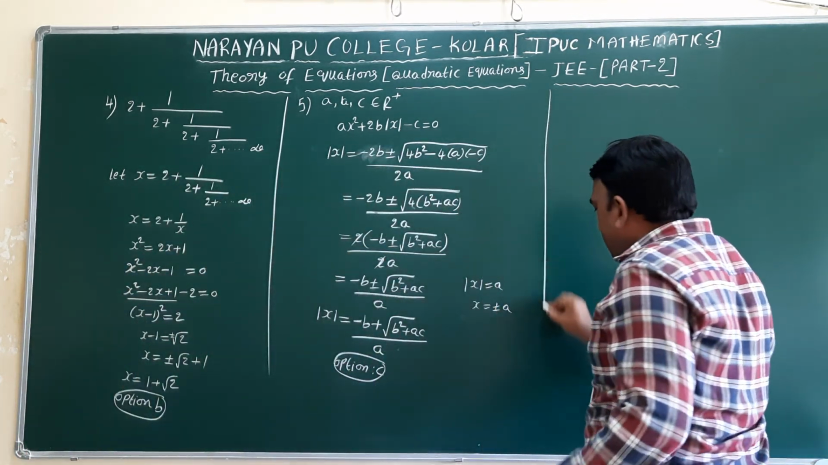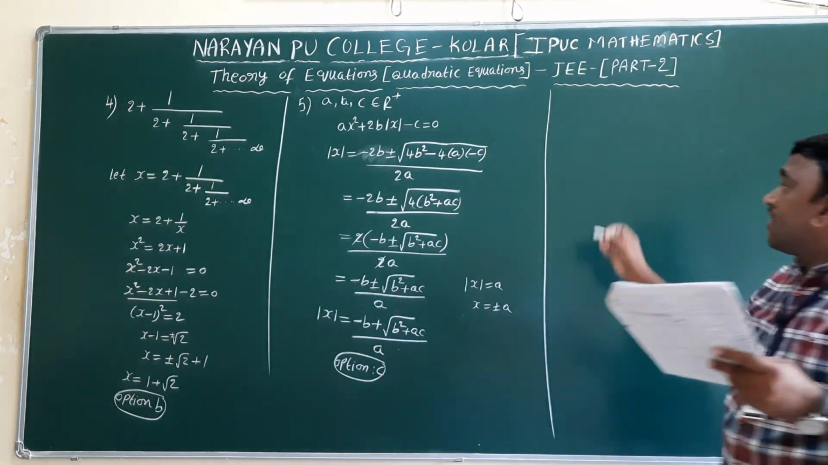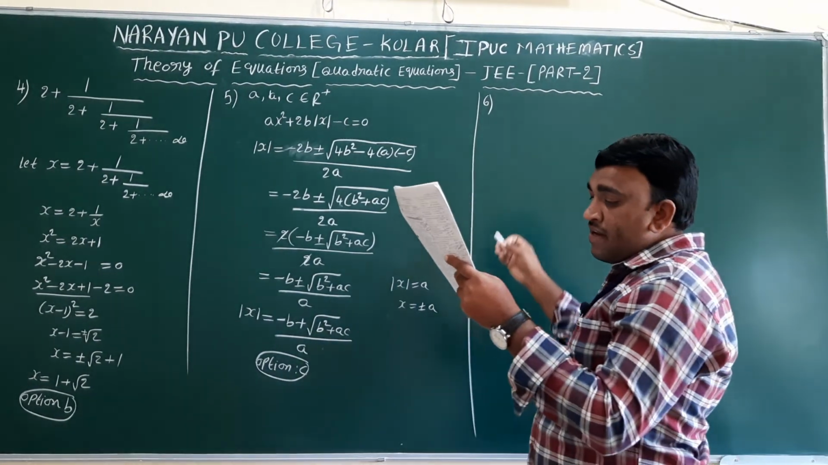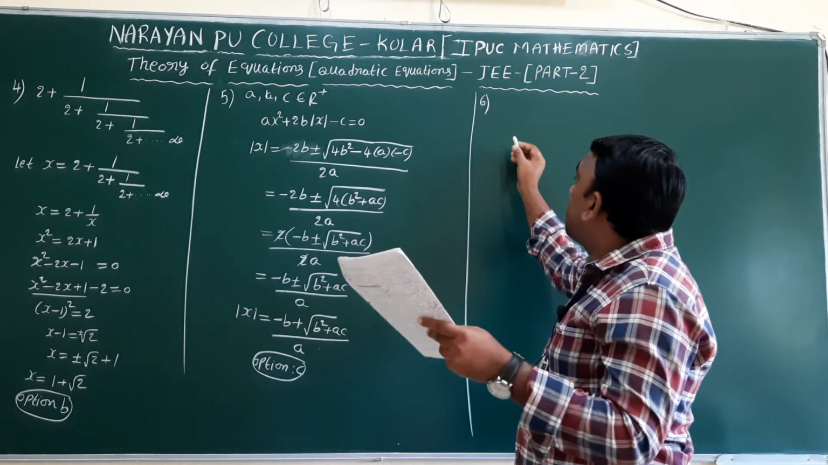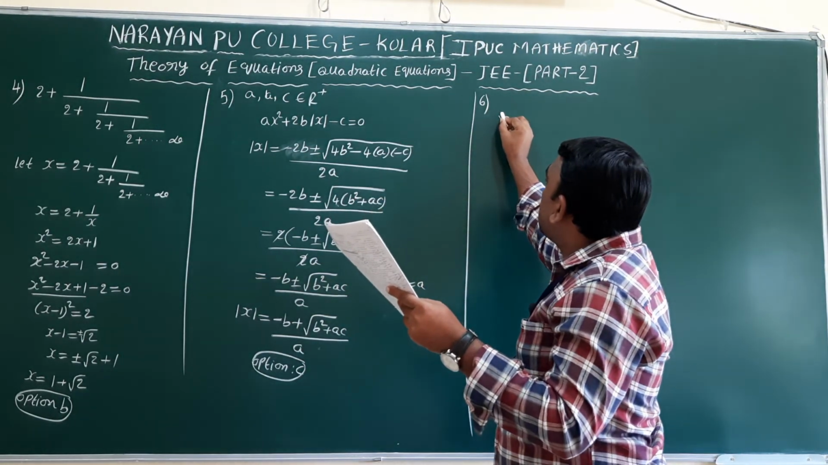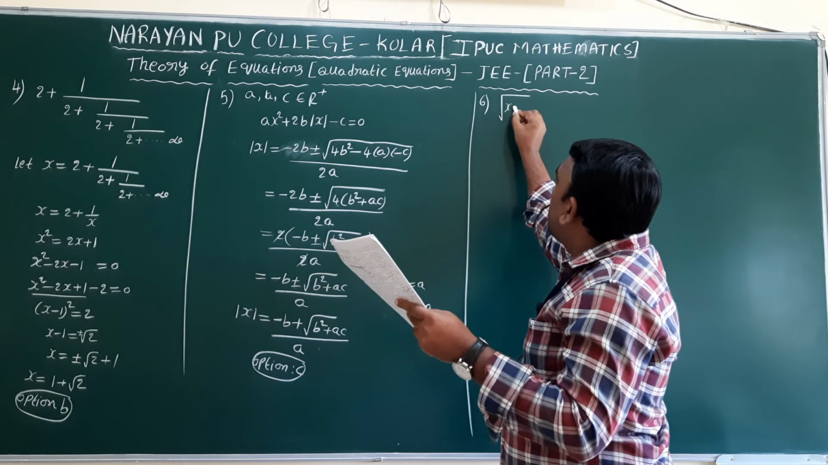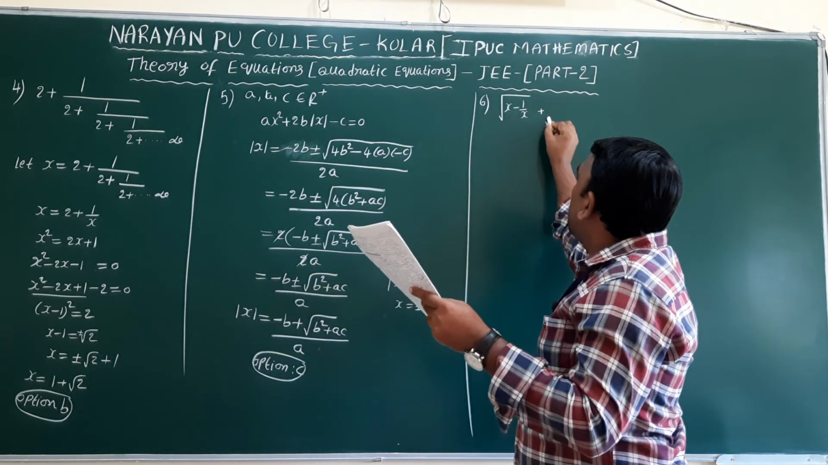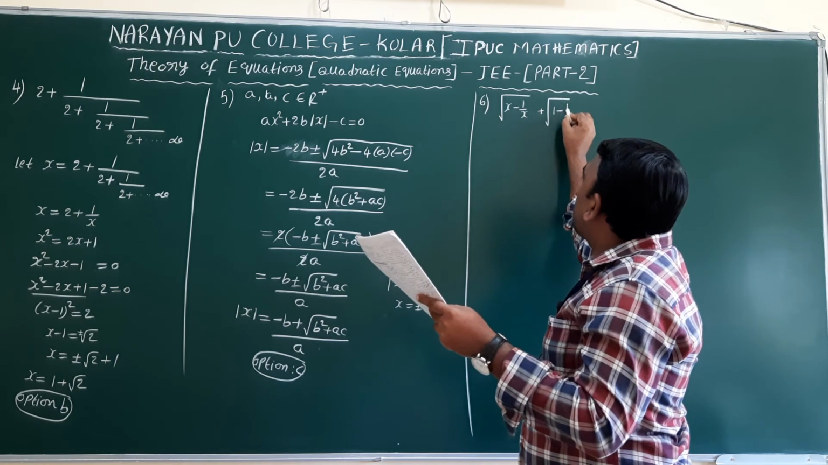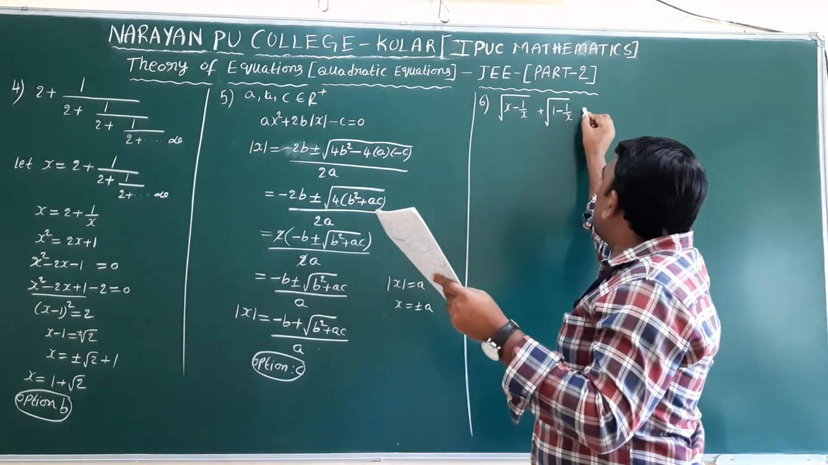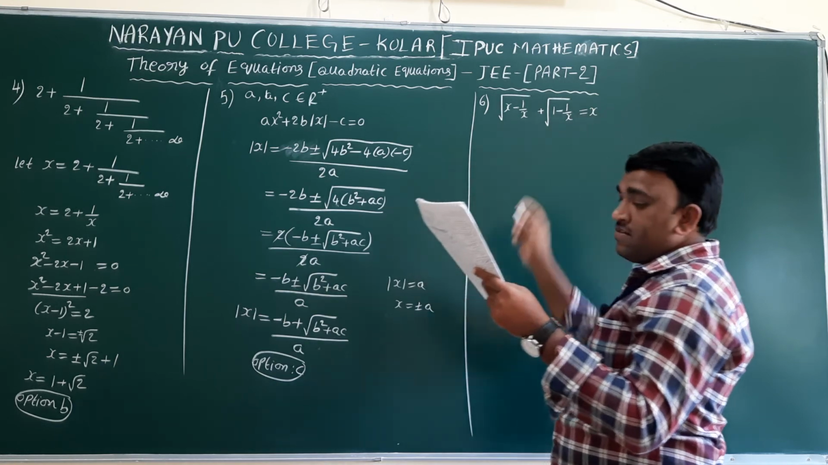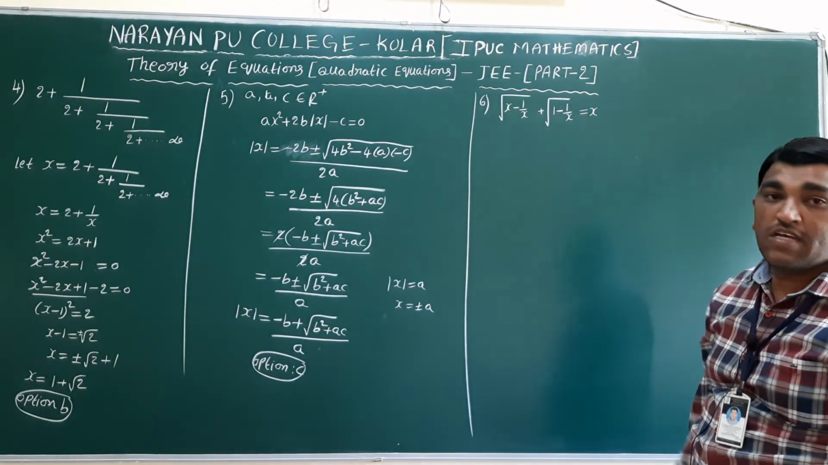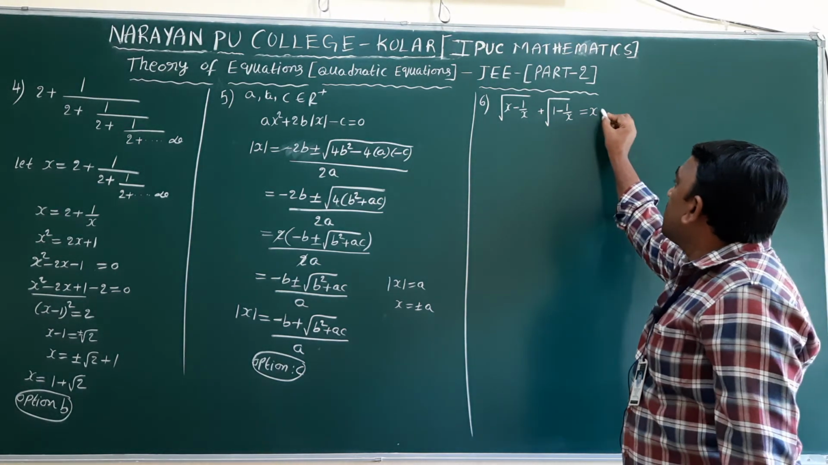And the next question, question number 6. Number of real solutions of the equation. The equation is root over x minus 1 by x plus root over 1 minus 1 by x is equal to x. We are asked for the number of solutions. So take it as equation 1.